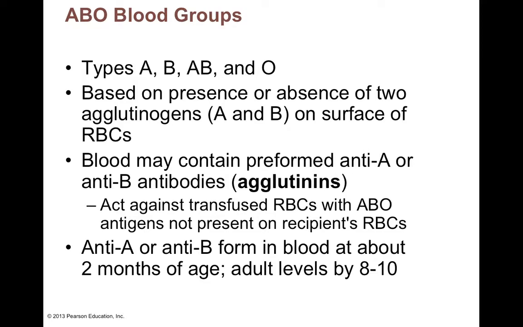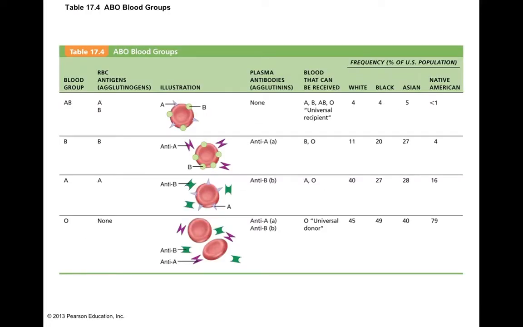Okay, so you see adult levels of antibodies by 8 to 10. So as the child gets a little older, they're going to be a little bit more sensitive to these types of transfusion reactions. But for a very young child, even a newborn, they're not going to be as sensitive to transfusions because they don't really have that many antibodies yet, right? So it's kind of interesting.